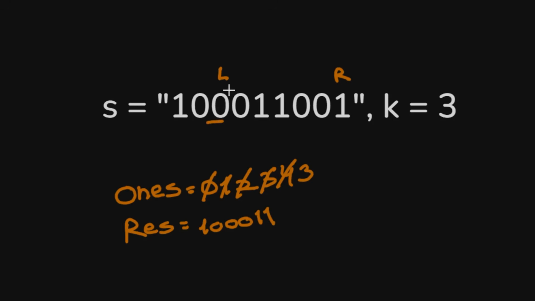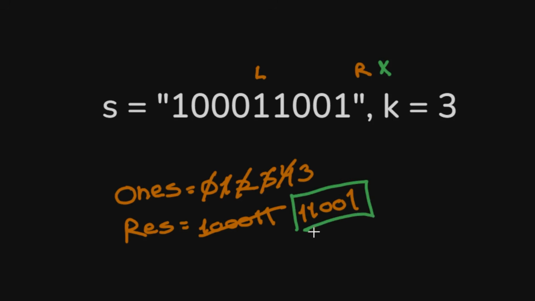Next left is here and we have another 0. Next here we have another 0. Now left is here and this is a 1. We are looking at this window. Maybe we have to update the result. The length of this window is 5, and 5 is smaller than 6, the length of the result. So we should replace this with 1, 1, 0, 0, 1. Now right is here and we are out of bounds, so we can end the loop now and return 1, 1, 0, 0, 1.